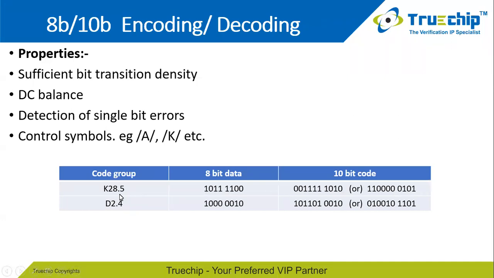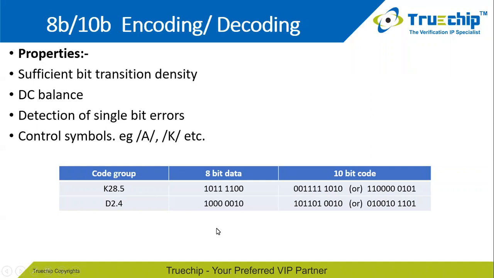An example is also shown, where K28.5, also denoted by K, is a control character and D2.4 is a data character. Each one of them has two possible 10-bit values based on the current running disparity.